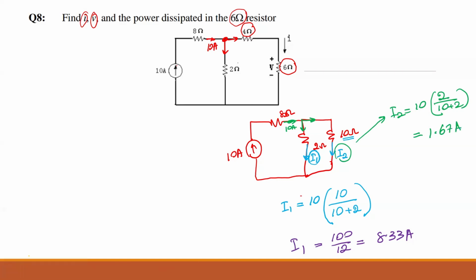If you have done this right, you should get these two added to 10. Or else, if you don't want to do this one, you can just subtract from 10 and you can find the other one.